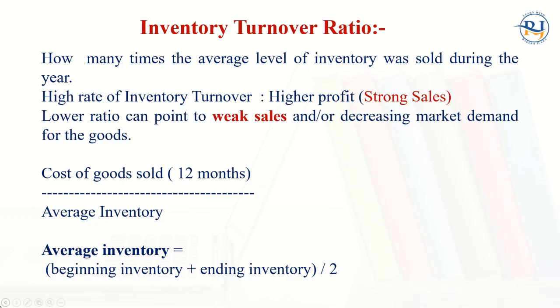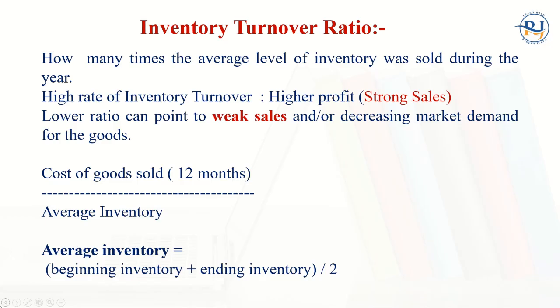Now one ratio is very important to calculate the inventory system. This is known as the inventory turnover ratio. It shows how many times the average level of inventory was sold during the year. A high rate of inventory turnover means high profit, means strong sale. A low ratio can point to weak sale and decreasing market demand for the goods.